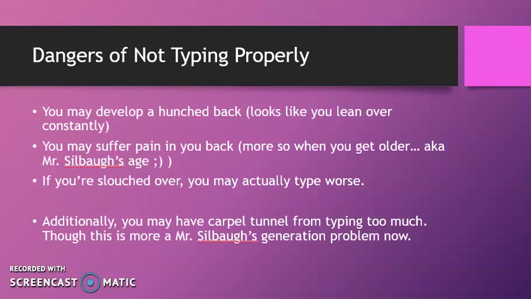You should have some space between you and the computer, and you're not right on top of the computer. It can be very dangerous if you do not type properly. You can be hunched over, and your back can be hunched. You may also suffer pain in your back, especially if you get older. If you're slouched over, you may actually type a lot worse because you're not focused on the typing itself. Additionally, one of the bigger issues these days is carpal tunnel syndrome from typing too much and having repeated short little movements. However, students these days are more likely going to have issues with their fingers from typing on telephones.